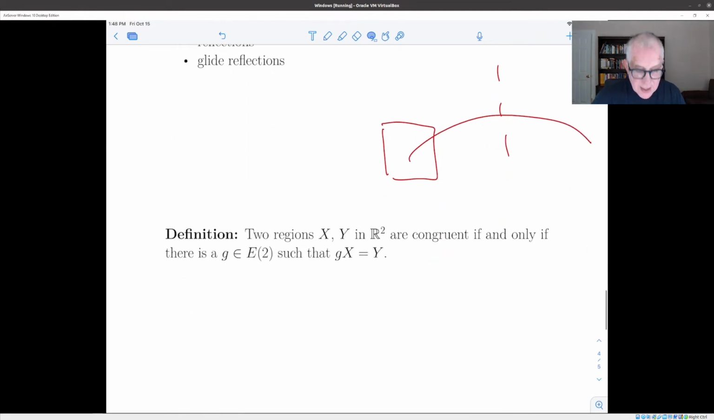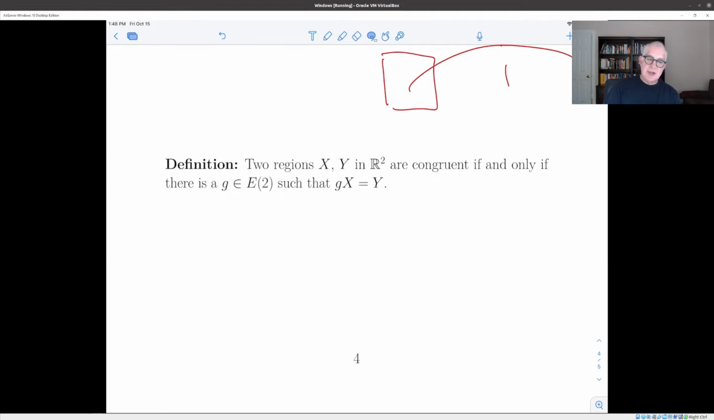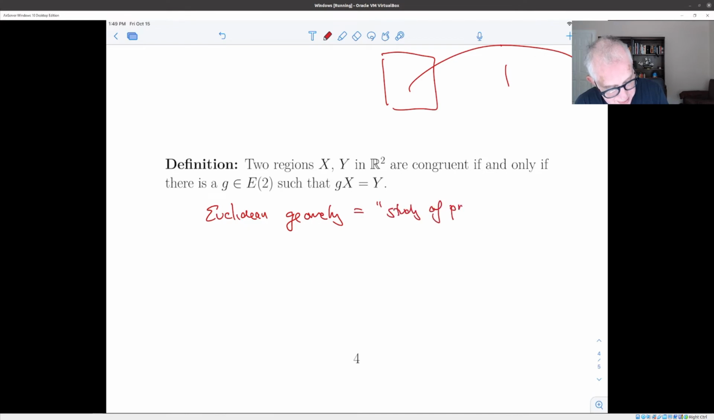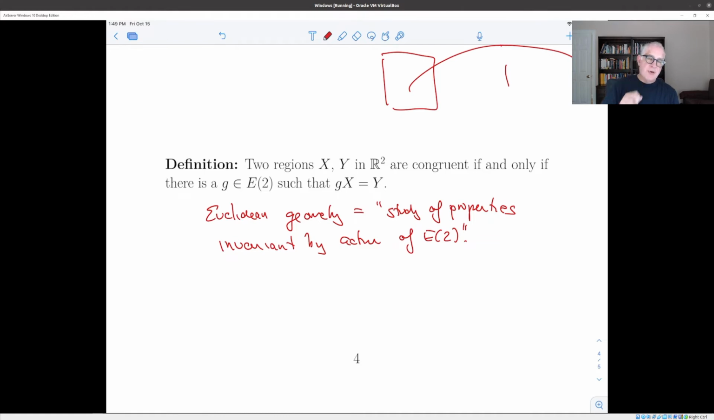And in plane geometry, we talk about congruence. We say two regions are congruent if and only if they can be moved one on top of the other. And now we can formalize that. We can say that two regions are congruent if you can find an element of the Euclidean group which moves one to the other. And from this point of view, you can think of Euclidean geometry as the study of properties invariant under the action of the Euclidean group. And in modern mathematics, you tend to think of geometry as studying properties which are invariant under a group action. And here, this is the classic case of Euclidean geometry.